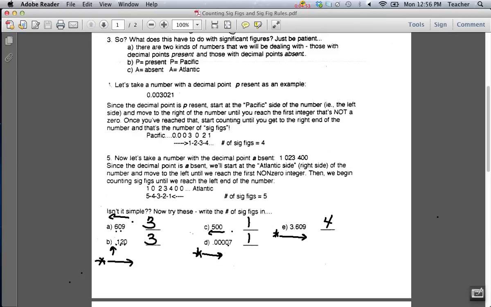How'd you do? We will be getting some more practice with a packet that I have for you, as well as with your homework, in terms of determining the number of sig figs. But it's not just about determining the number of sig figs. We also have to use these in our calculations. So let me see if I can get us over.